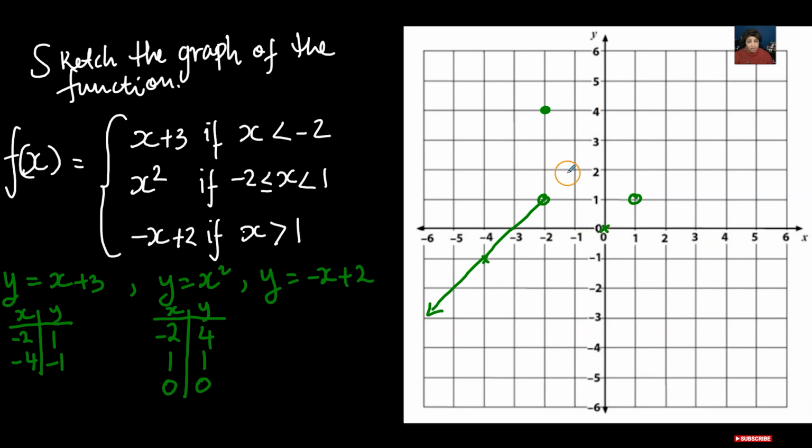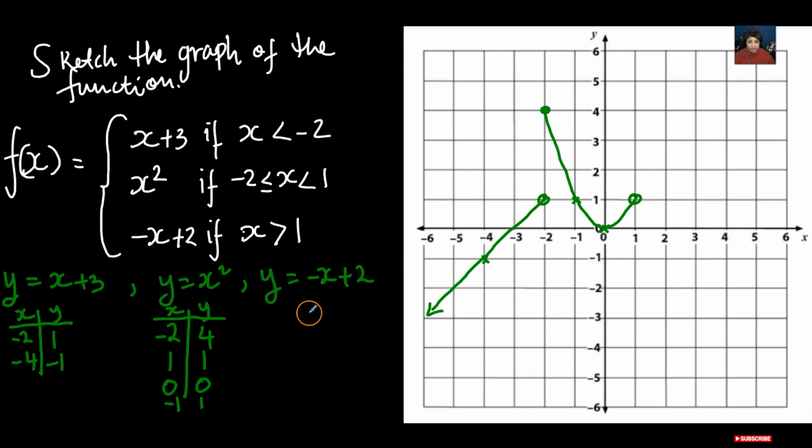And then maybe we could do one more point when x is -1. What do we get? Well, -1 squared is 1. So -1 and 1 is that point there. And now we need to draw our graph function there. And that is for that part.